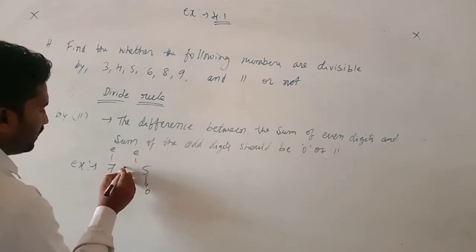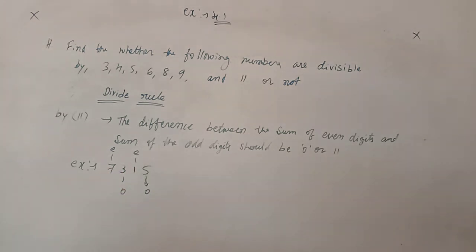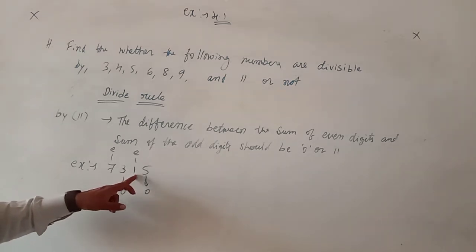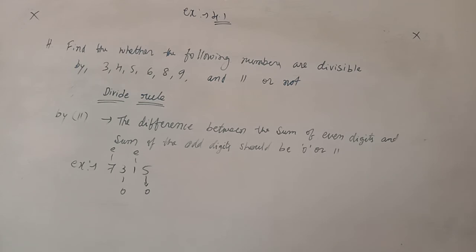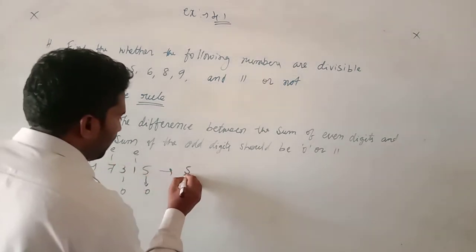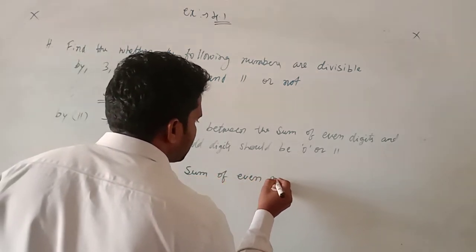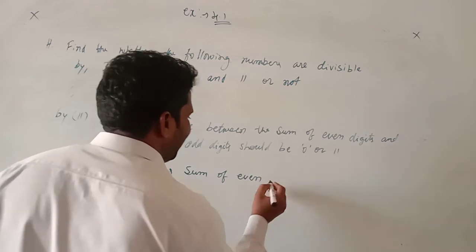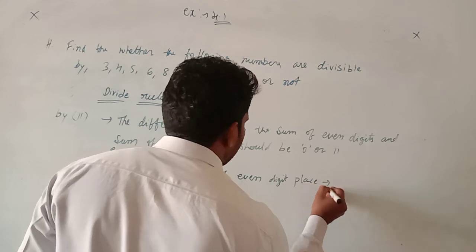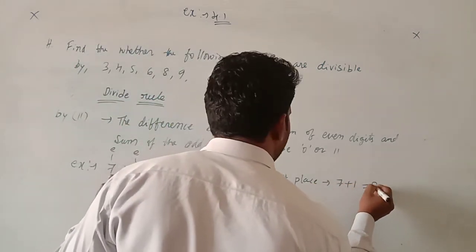So I am changing its number. Okay. So here I change its digit, that is 9 to 1. Now check whether the number can be divided by 11 or not. Sum of even digit place: 7 plus 1, it is getting 8.